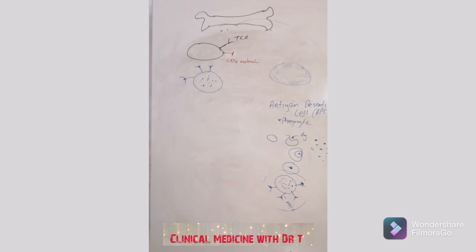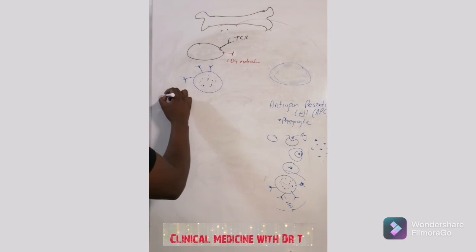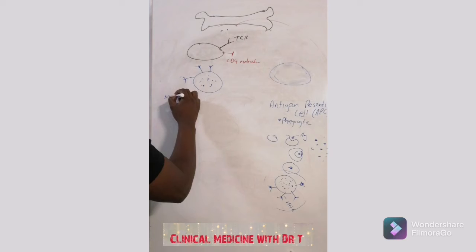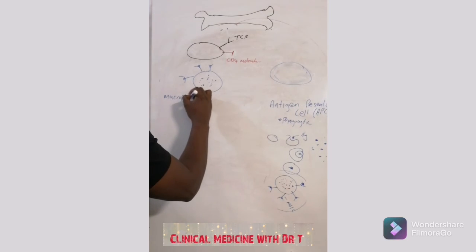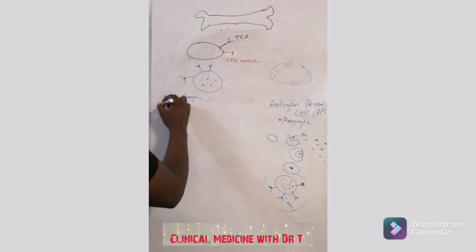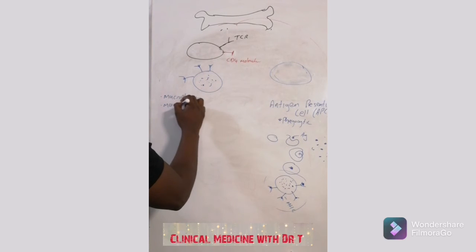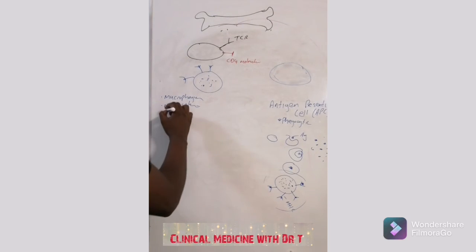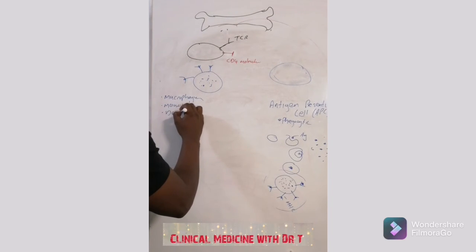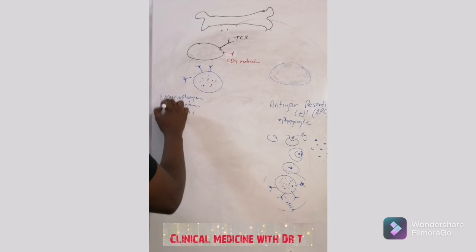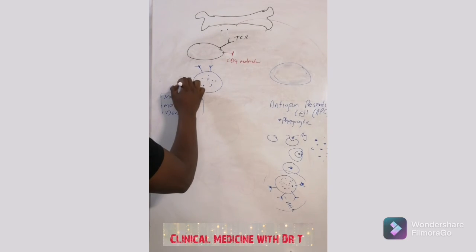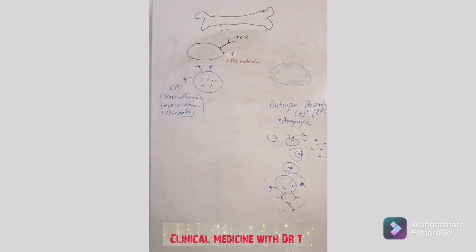What are these antigen presenting cells? Some of them are macrophages. Some of them are monocytes. Some of them are dendritic cells. These are antigen presenting cells. Without them, these guys cannot do anything. They need them to first process the antigen, for them to do anything about it.